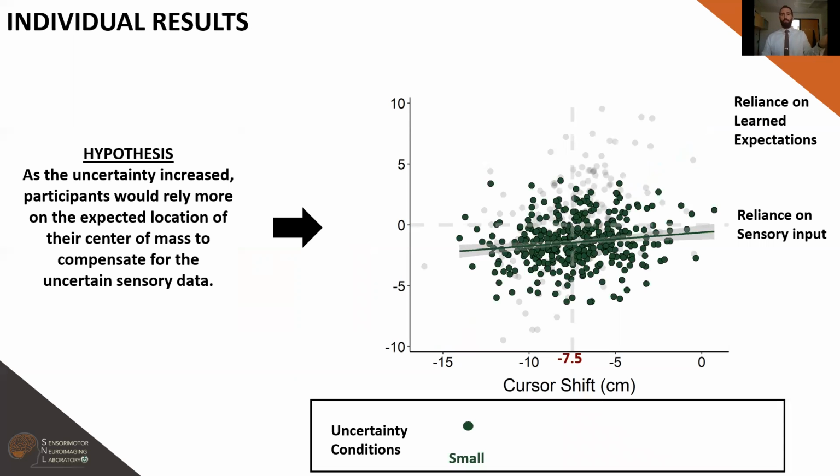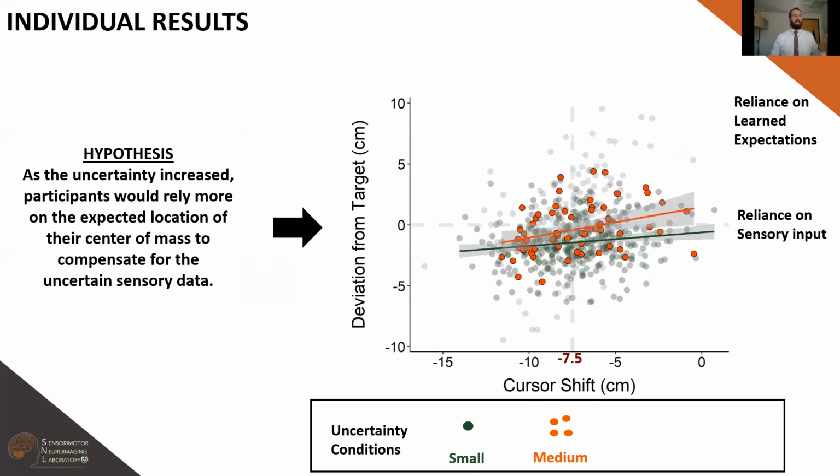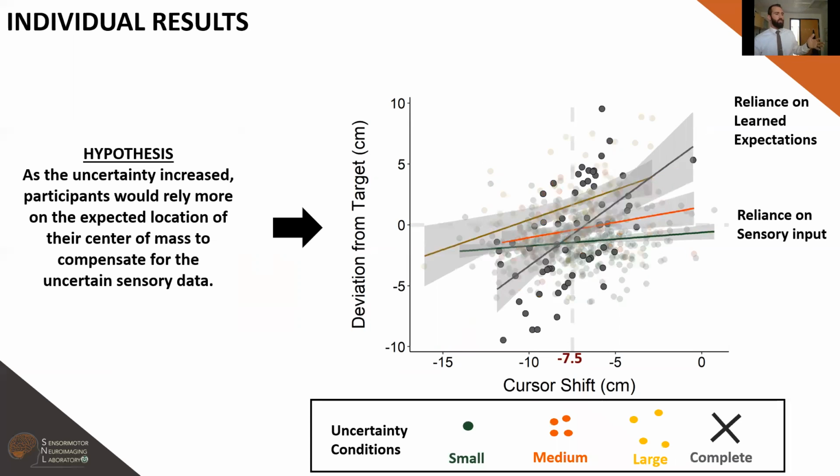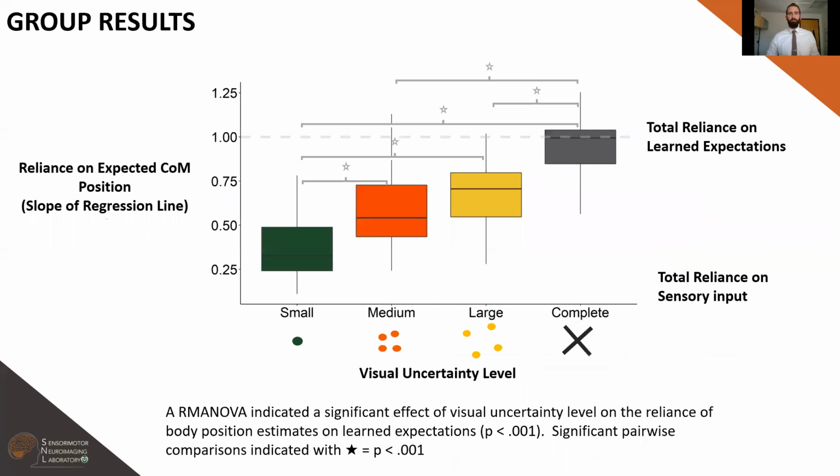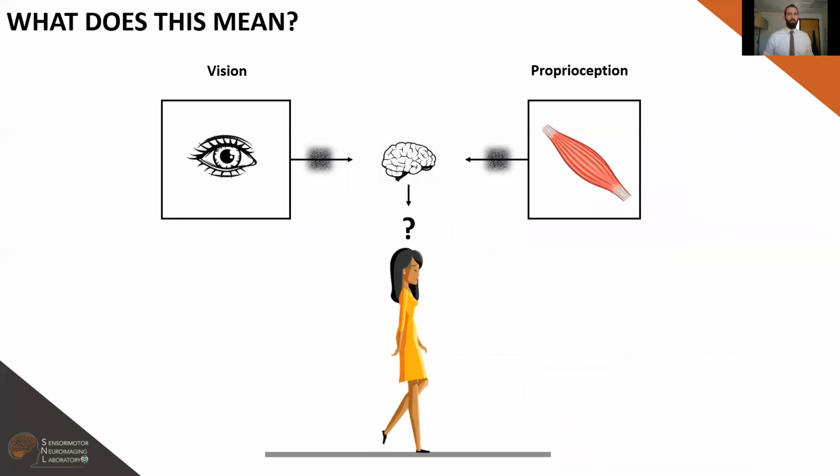And as you can see from these figures from a single participant, this participant's data is in line with our hypothesis, showing an increase in slope across the uncertainty conditions. And when you combine it with the group data, as seen here, showing the slopes of all of our participants across the conditions, we saw a significant increase in reliance on the expected body position as sensory data became less certain, confirming our hypothesis. Now, what does this mean for our original question?